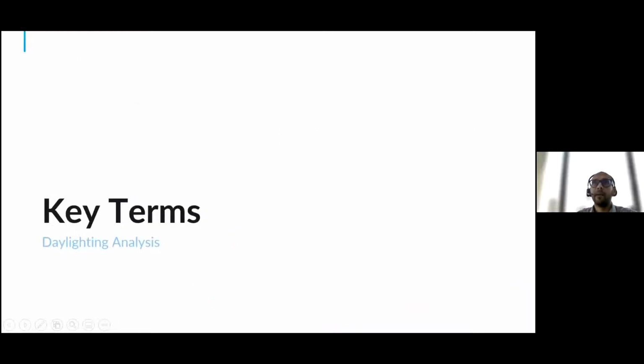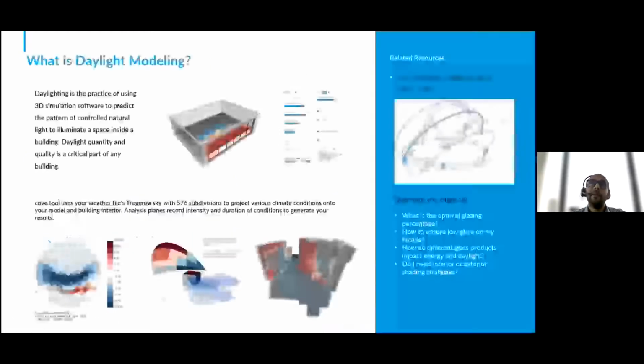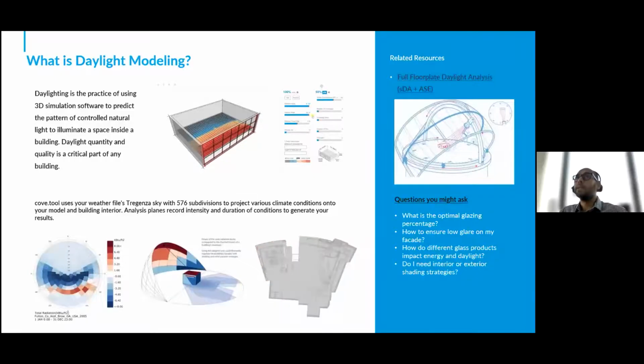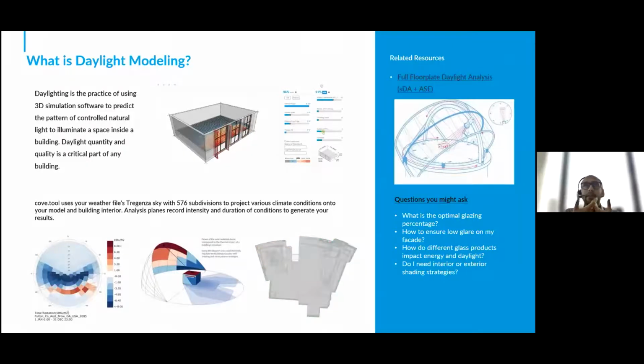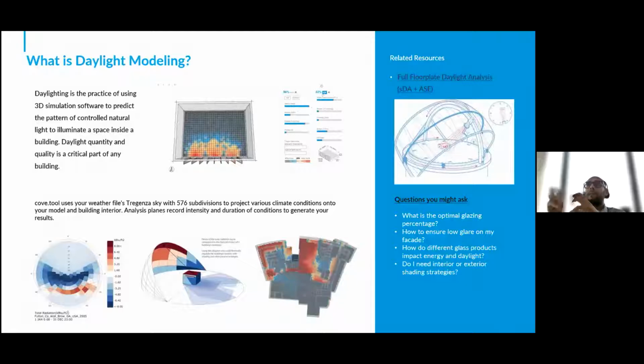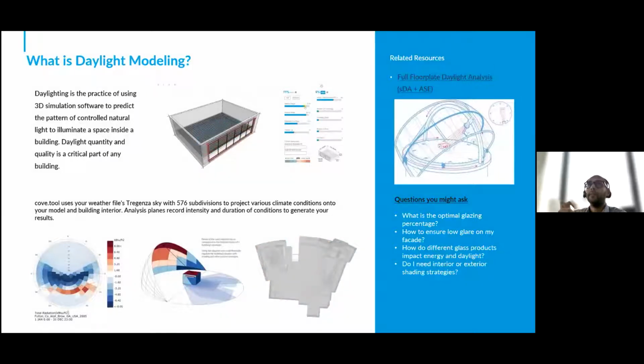So we look at a couple of key terms in daylighting analysis. The very first term we want to talk about is daylight modeling. Daylight modeling is the practice of using 3D simulation software to predict the pattern of controlled natural light that illuminates a space inside a building. The daylight quantity and quality are critical factors to any building. What this web-based interface, the Cove tool, is doing is using the weather files and the Tregenza Sky, which has 576 subdivisions, to project various climatic conditions onto your model and the building's interior. And these analysis planes record the intensity and duration of conditions to generate your results.